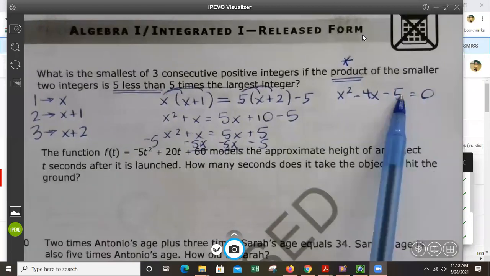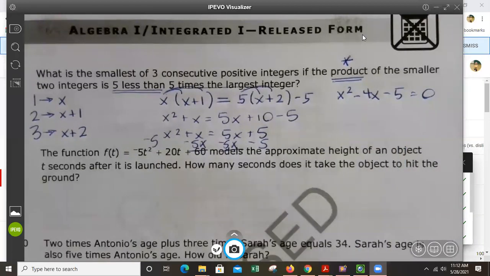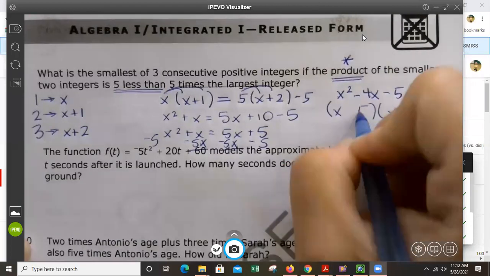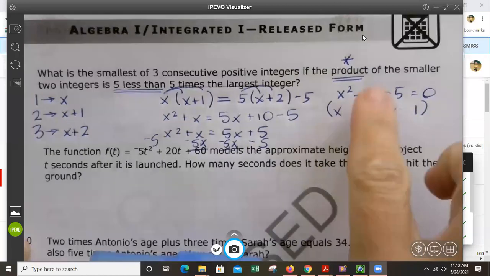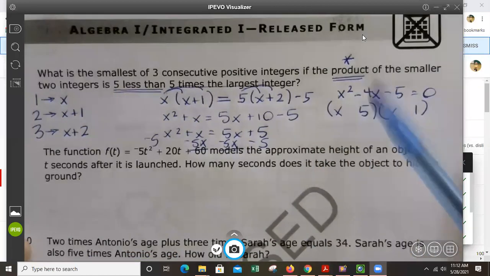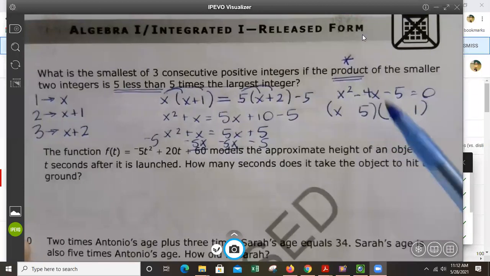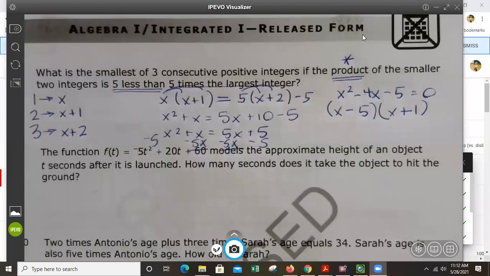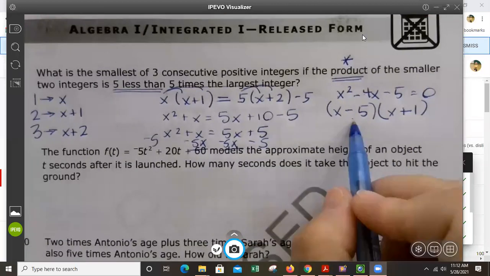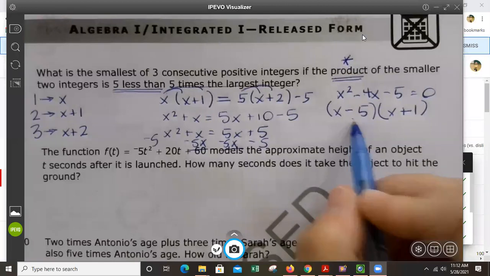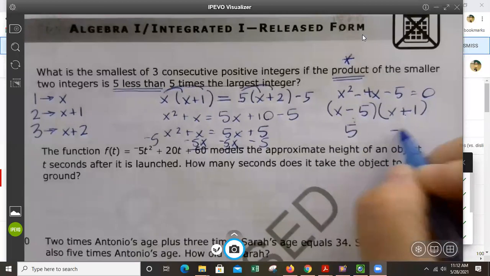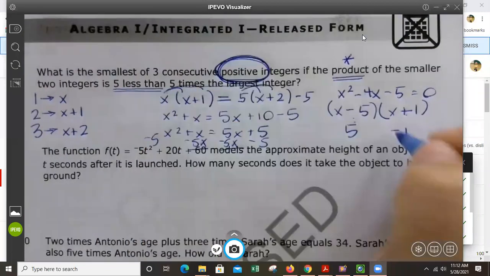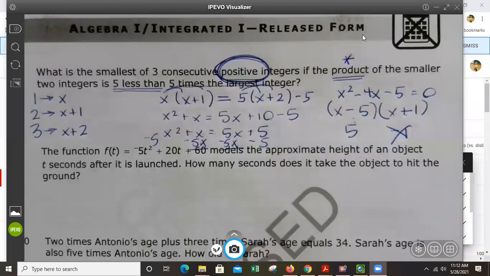I need factors of negative 5 that add to negative 4. What are your only factors of 5? 5 and 1. How can I get a negative 4? If this number is negative, your bigger one has to be negative. Everybody got it? What are your two answers? What is this answer going to be? Positive 5. What's this answer going to be? It told us it had to be positive, right? You see what I'm saying? That's why it told you positive. So we're not doing this. So our answer is 5.